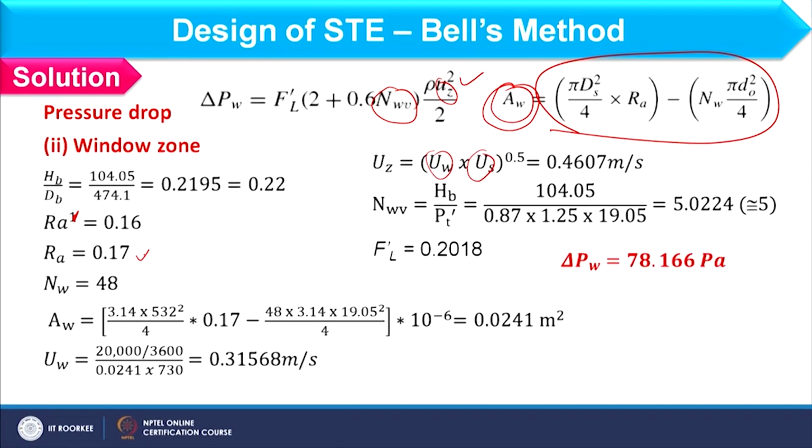Considering RA and RA dash, you can find out NW, which you have already calculated previously. That should be equal to 48, and its value should be equal to NT into RA dash. Considering this, we can find out AW, which is coming as 0.0241 meter square.